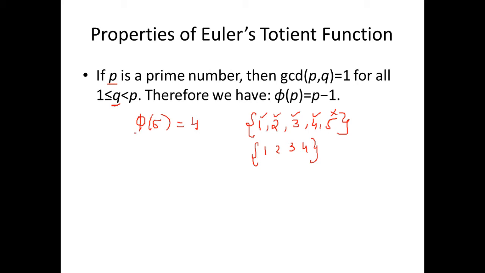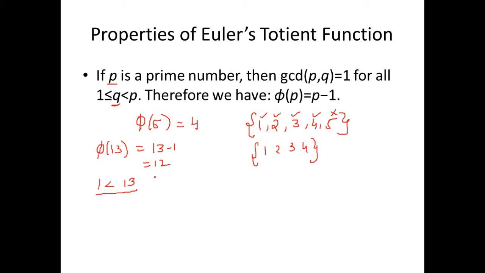So we can generalize this. For instance, if you take another prime number, say phi of 13, we can very well say the output will be nothing but 13 minus 1, that is 12. And why we say this is because all the numbers ranging from 1 to less than 13 will be co-prime with 13, right? So that's why we say phi of 13 is equal to p minus 1.